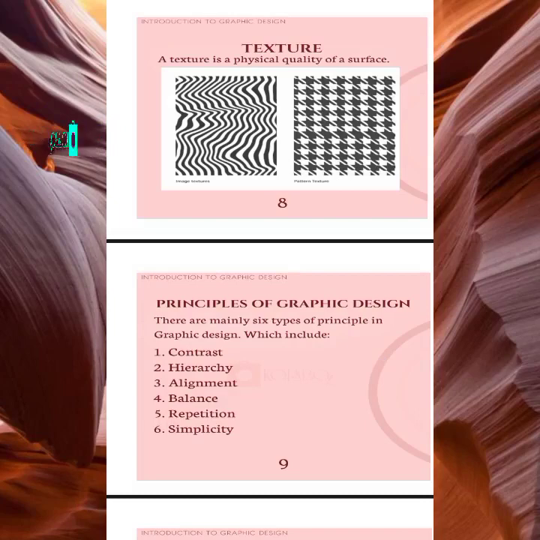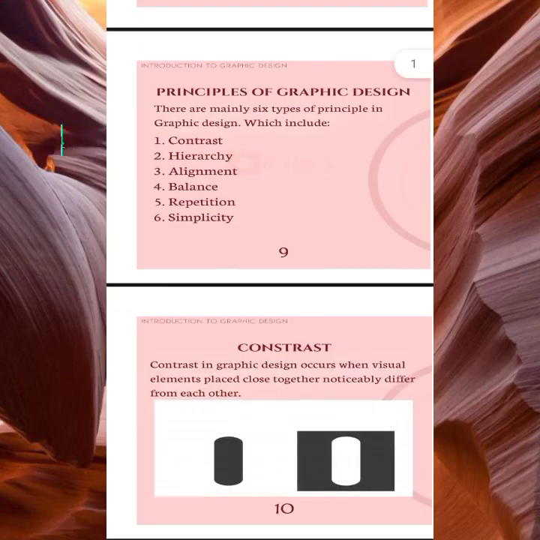The next one is texture. A texture is a physical quality of a surface. So this is the surface, and all the background. You understand? So the next one is the principles of graphic design.